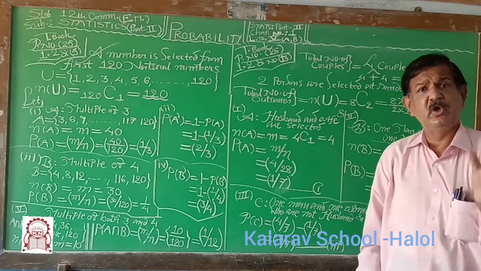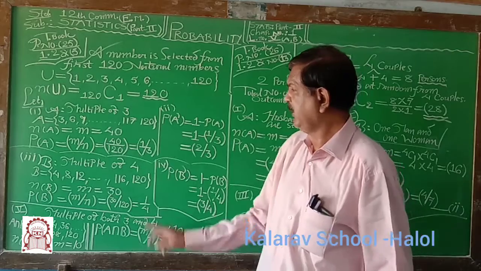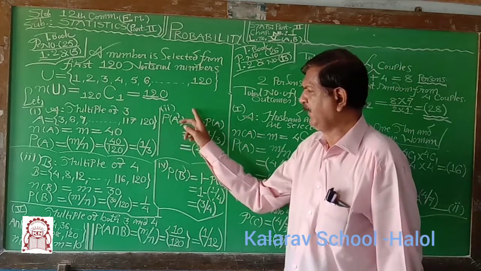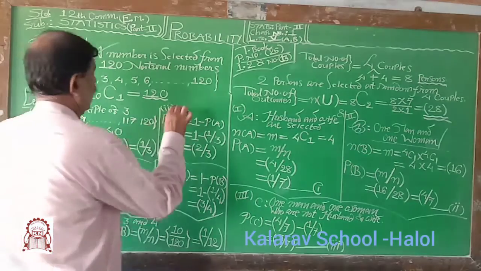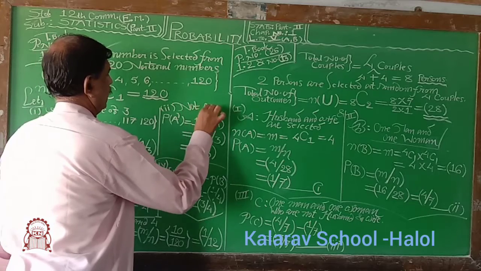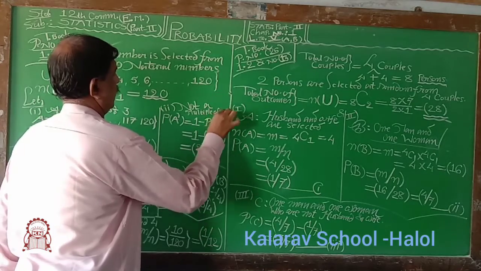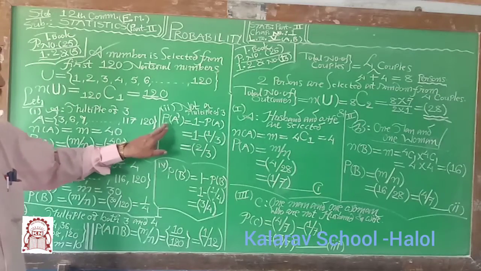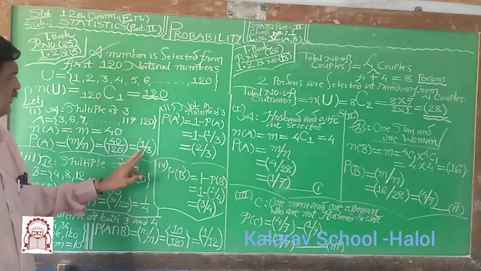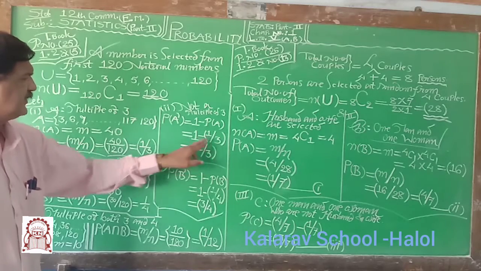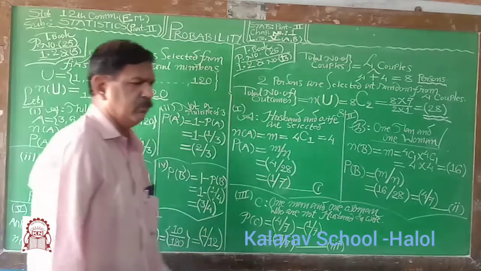Next event, not a multiple of 3, means the complement of the event A is required. See, P of A dash, not a multiple of 3. It means P of A dash, P of A complement, is required. P of A dash is given by 1 minus P of A, 1 minus this 1 upon 3, the answer will be 2 by 3. 3 ones are 3, minus 1 means 2 by 3. This is answer number 1, this is answer number 2.